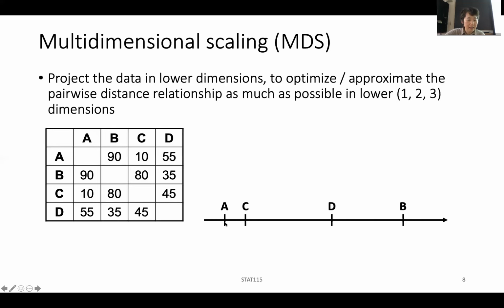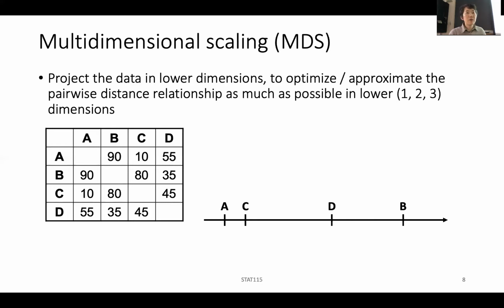You can see in this case, A and B are really far away because it's 90. A and C is the closest there, it's like 10. And the next one is B and D. You can see B and D are pretty close. C and D is 45. So it roughly captured the distance.